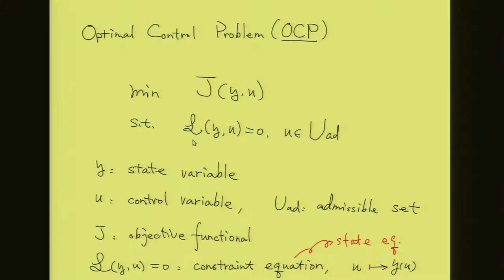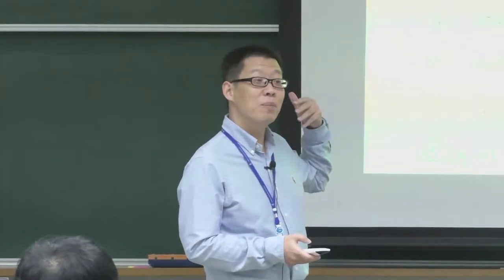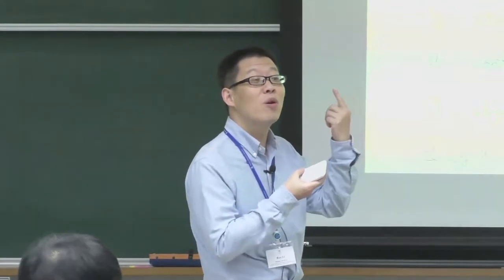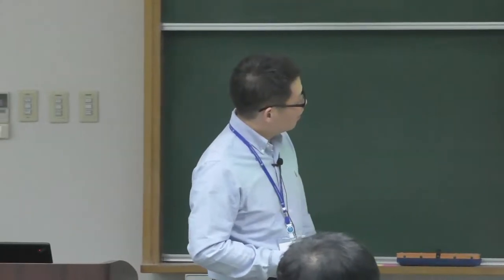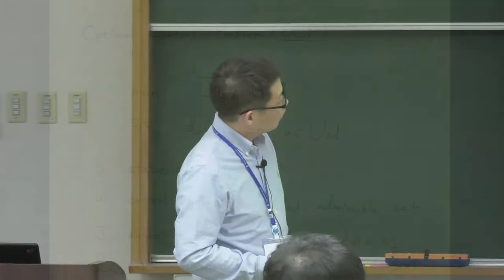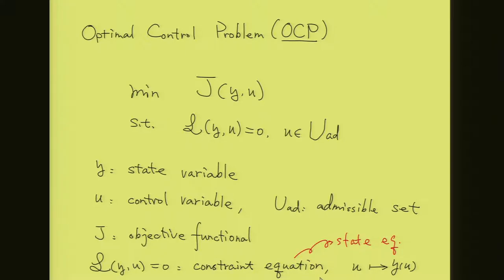If this is an equality constraint, we will collect it here. For the constraint equation, since I separated this y from u, actually we can combine these two together to be one variable. What we want to say is that if we give a u here, then by this equation we can solve for this y(u). That's why we write it with a y and a u here. Sometimes we call this constraint equation the state equation, since it's an equation for the state.